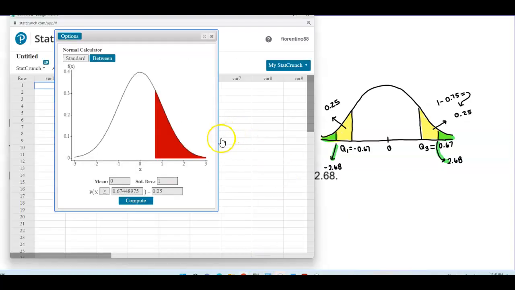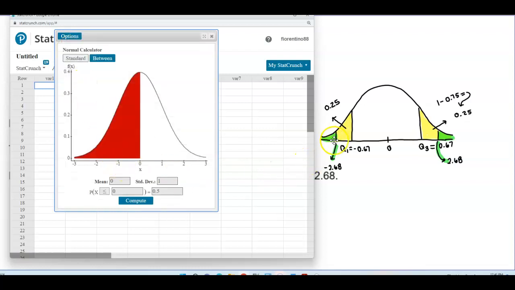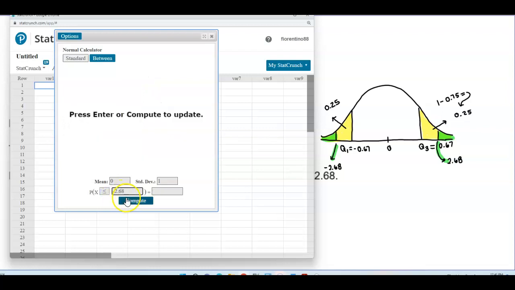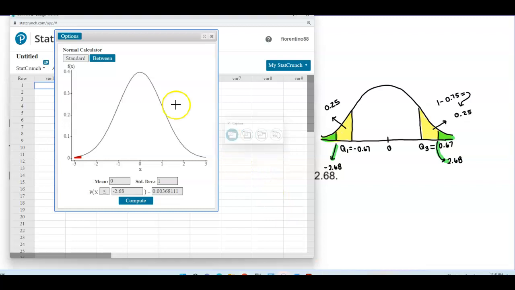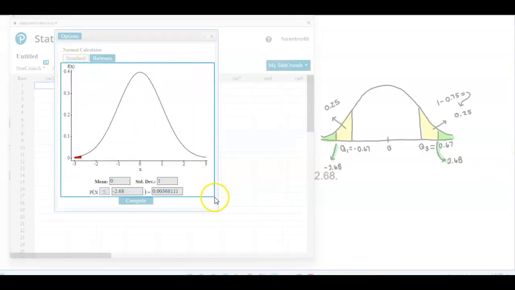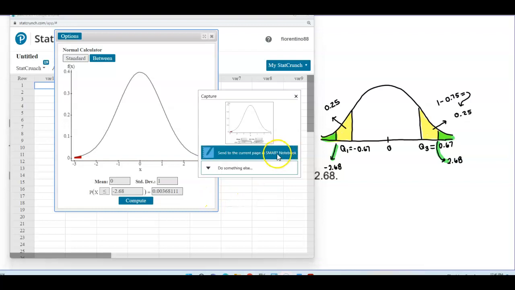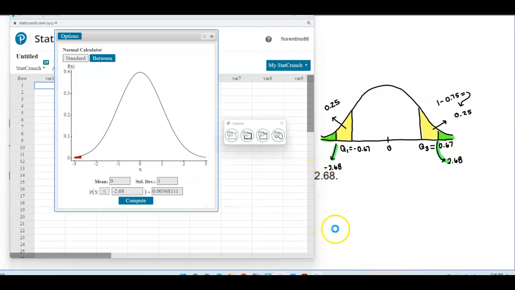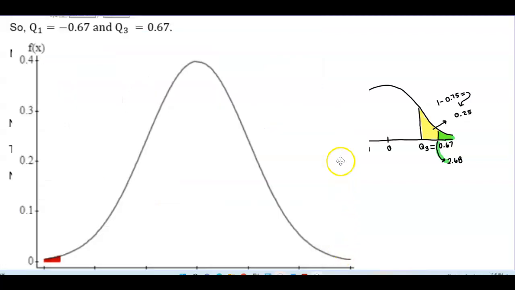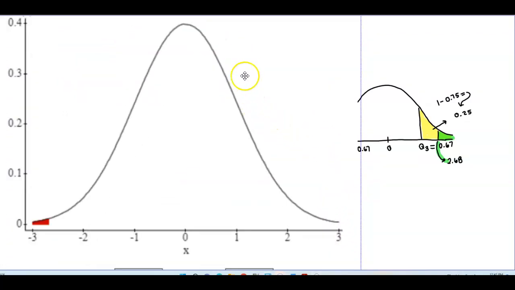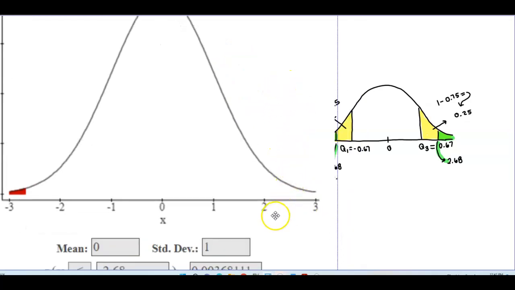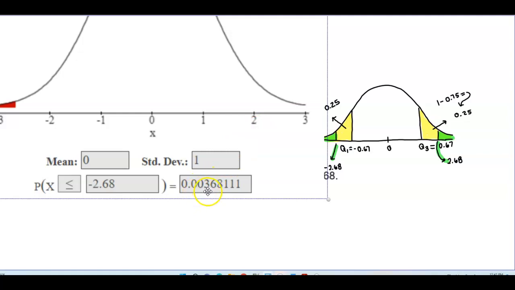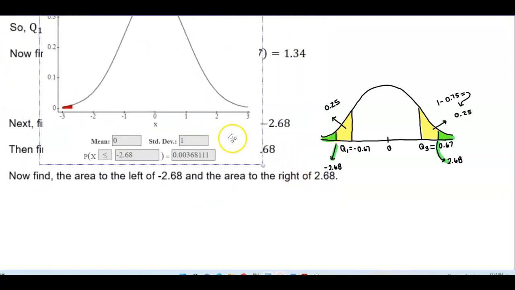So let's go back into StatCrunch. We're going to select options and then select refresh. We want to make sure it's less than or equal to. We have 0 and then 1, and now we're going to put in negative 2.68. When we do that, we're going to get the following. I'm going to round that to 4 decimal places. If we round that area to 4 decimal places, we get 0.0037. So let's go ahead and put that in there.